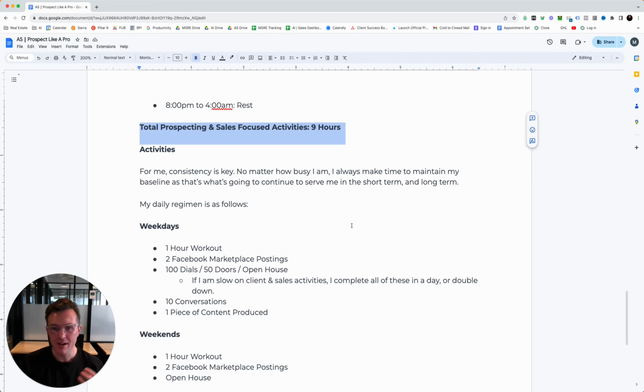So for me, consistency is the real key here. No matter how busy I am, I always make time to maintain my baseline, and I know what's going to continue to serve me in the short term and the long term. That includes my physical and mental well-being, as well as the prospecting activities, right? Because you're still going to see lulls, but nothing creates bigger ups and downs than inconsistency in your prospecting.